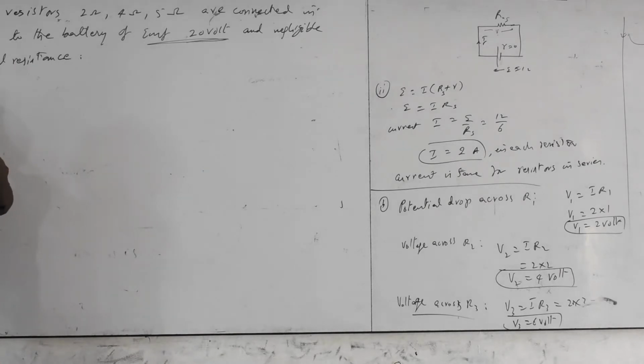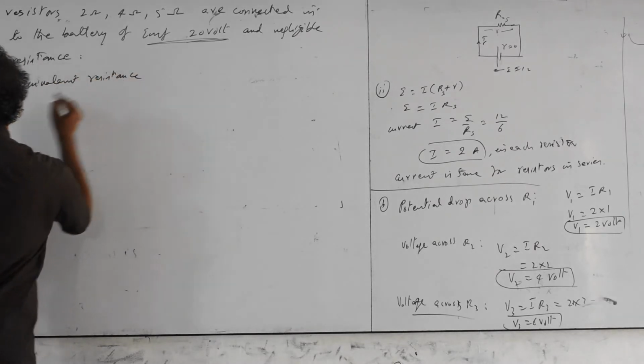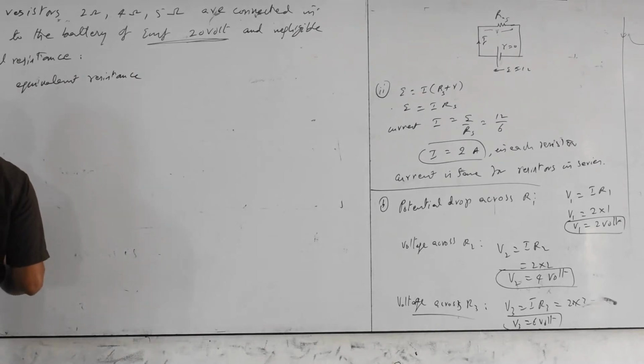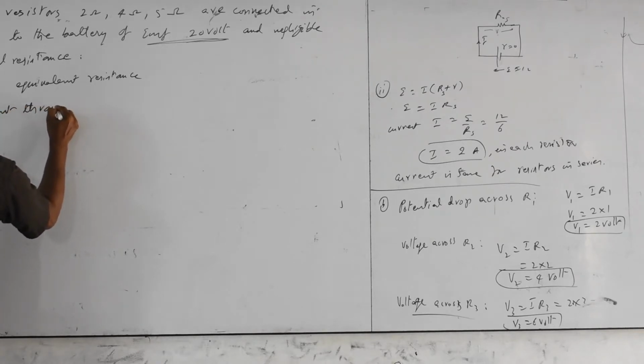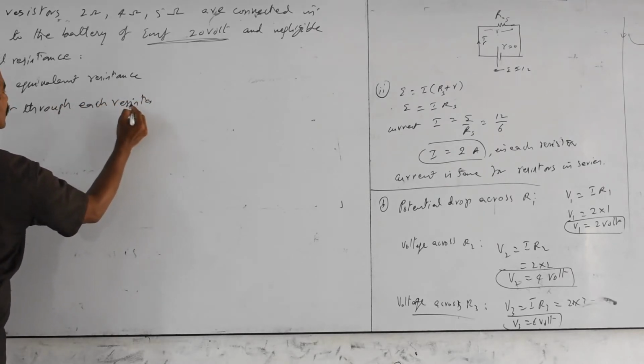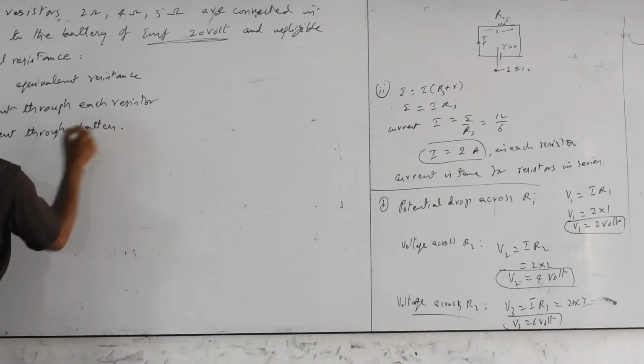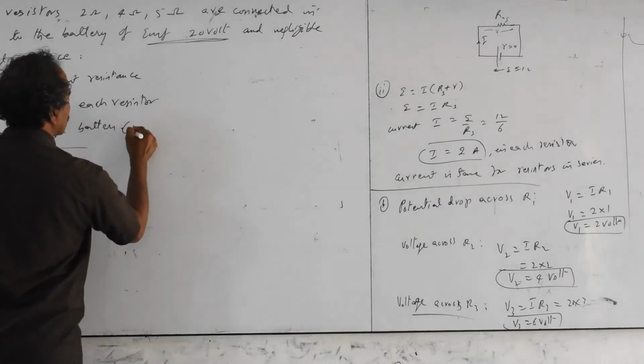A bit: find the equivalent or resultant resistance. B bit: current through each branch or each resistor, and current through the battery. This is also called the main current, the total current. This is nothing but the total current.